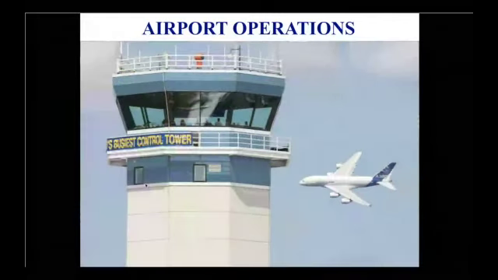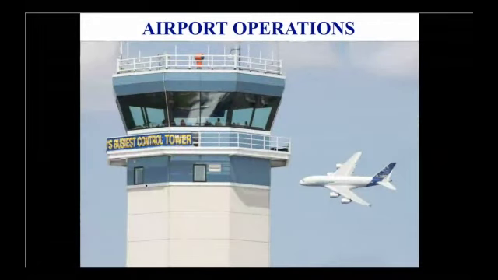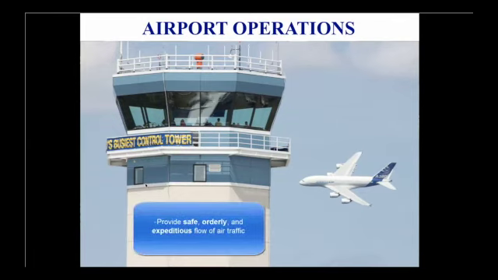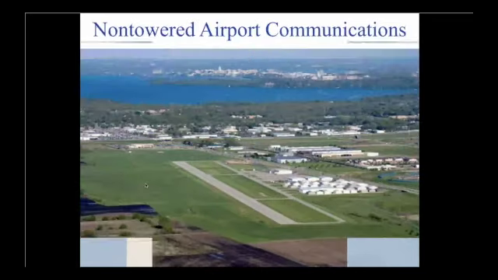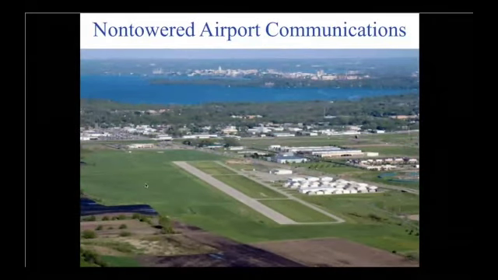A towered airport has an operating control tower. Air traffic control, ATC, is responsible for providing the safe, orderly, and expeditious flow of air traffic at airports where the type of operations and/or volume of traffic requires such a service. Non-towered airport. A non-towered airport does not have an operating control tower.